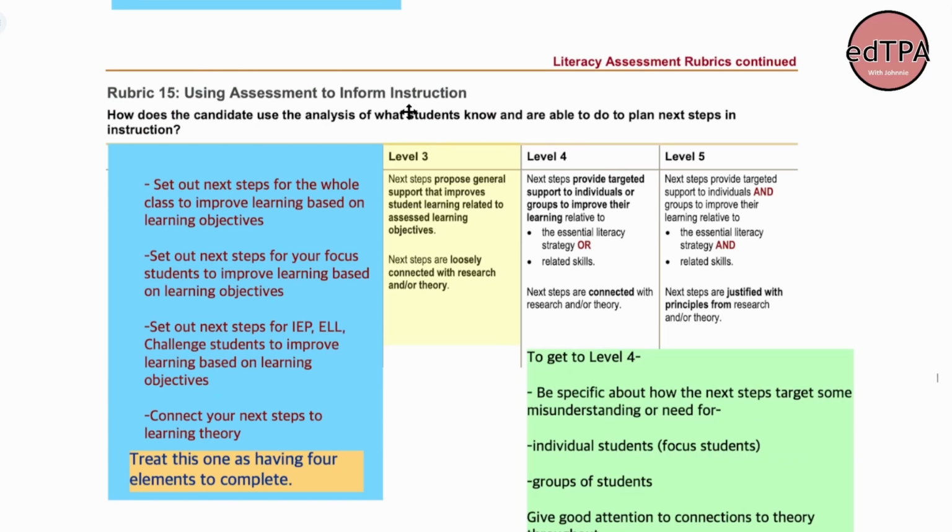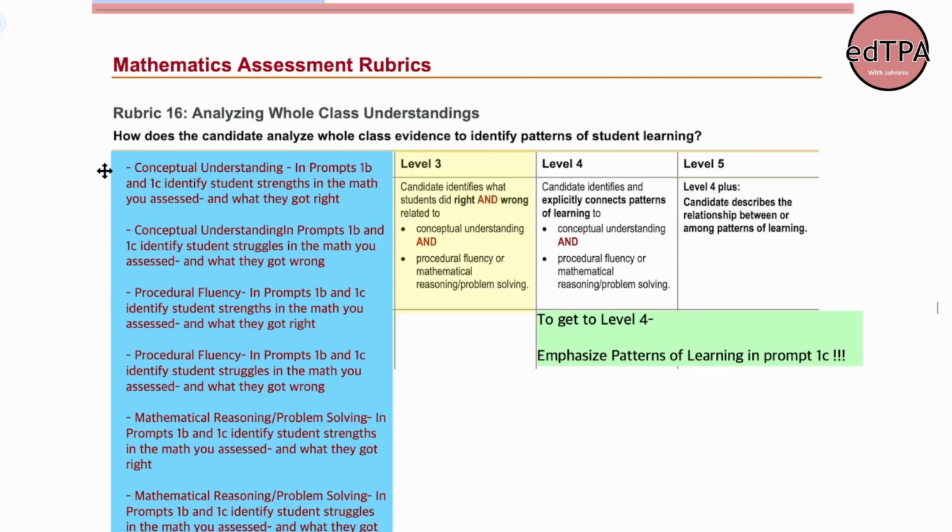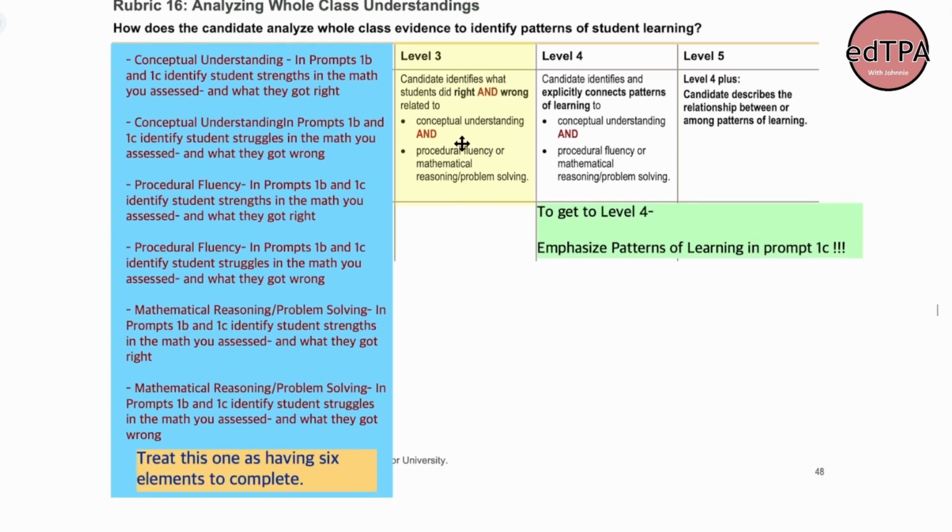So this was rubric 15. Let's start with rubric 16, analyzing whole class understandings. How does the candidate analyze whole class evidence to identify patterns of student learning? Let's focus on level 3 to start with. Level 3 is what you're trying to get to minimally. You have to meet all the criteria within level 3 to make level 3.